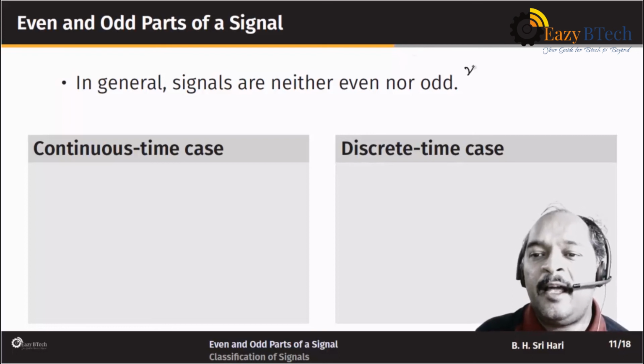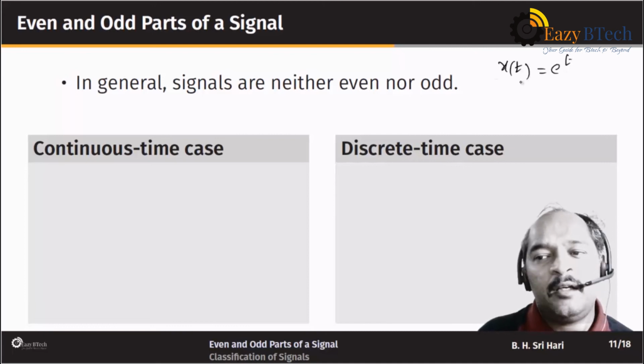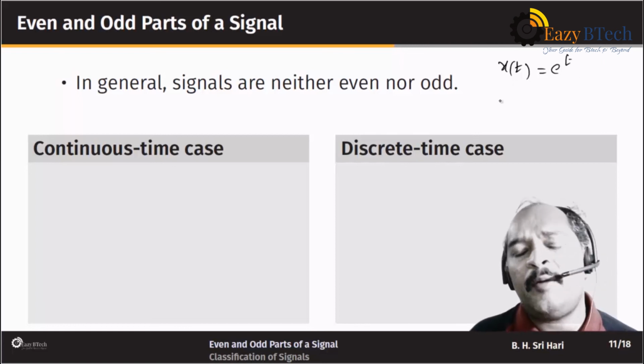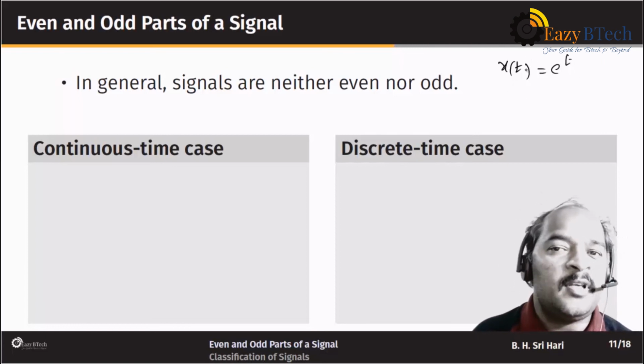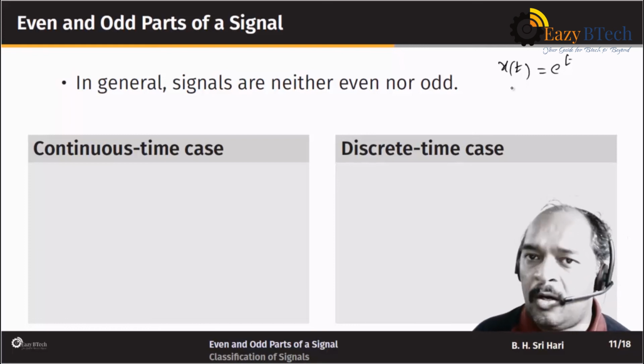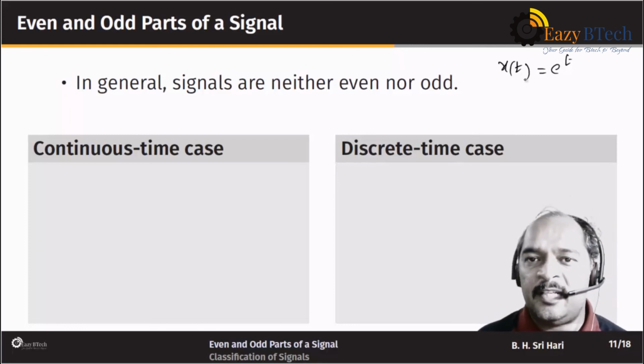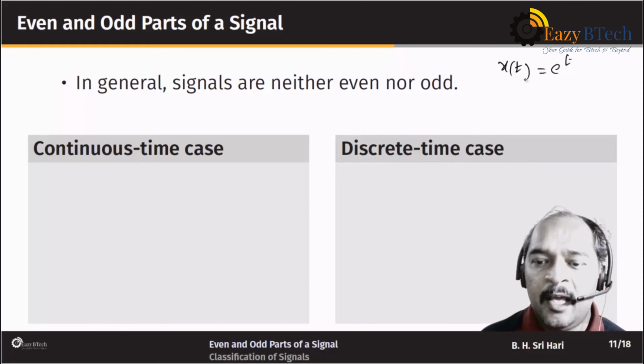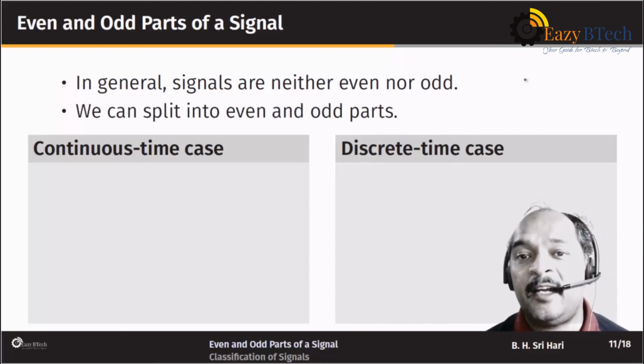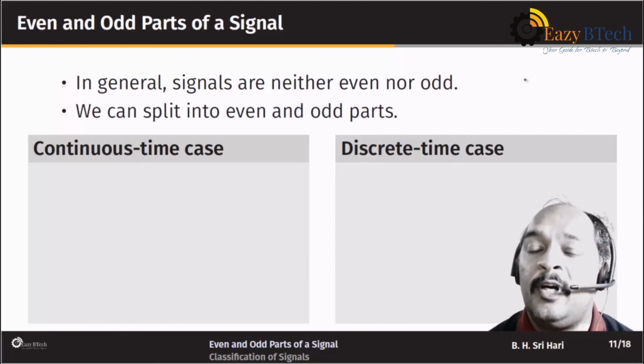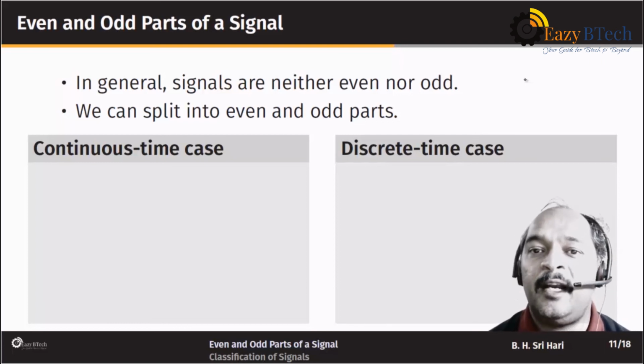So for example, I take x of t equal to e power t. That is neither even nor odd. You can take an infinite number of examples which are neither even nor odd. So in general, the given signal is neither even nor odd, but we can split that signal into even and odd parts.